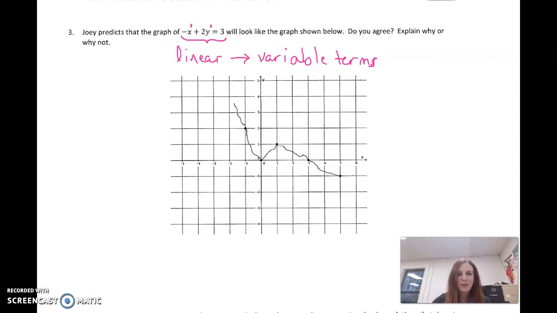Sorry, I'm hitting buttons on my stylus. Variable terms are to the first power. Okay, so if it's not a straight line, if the points don't all lie in a line, there's nothing wrong with it. It just means it's not linear.